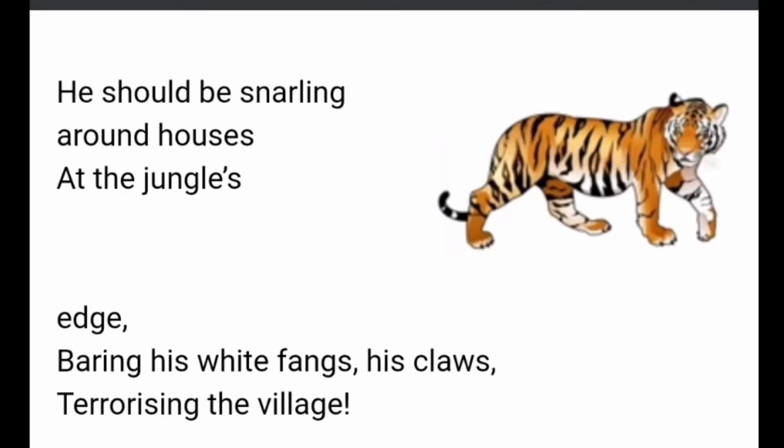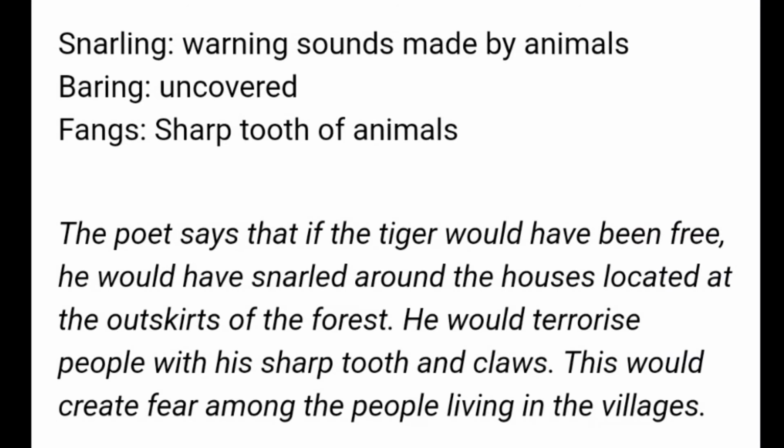Right? Next stanza. He should be snarling around houses at the jungle's edge, bearing his white fangs, his claws, terrorizing the village. What is snarling? Warning sounds made by animals. So when animals see some prey or some people, they will make a noise. It is like a warning sign. We have to escape from the place, otherwise it will attack us. And next one.